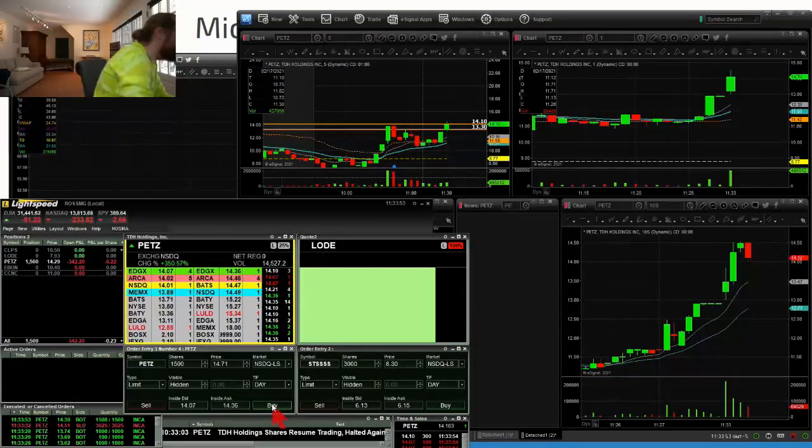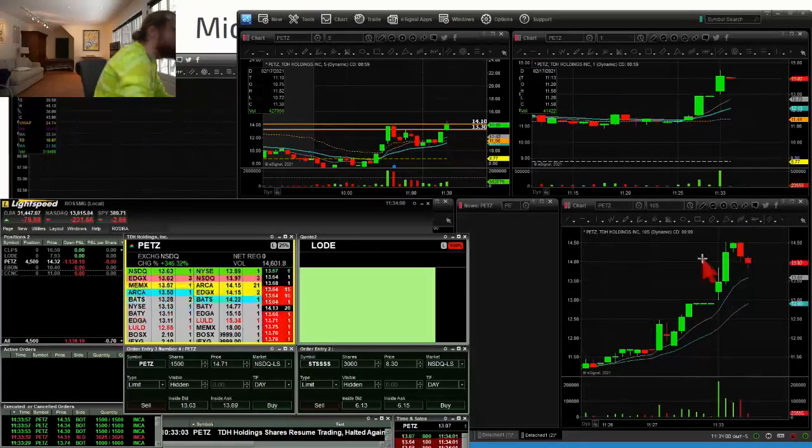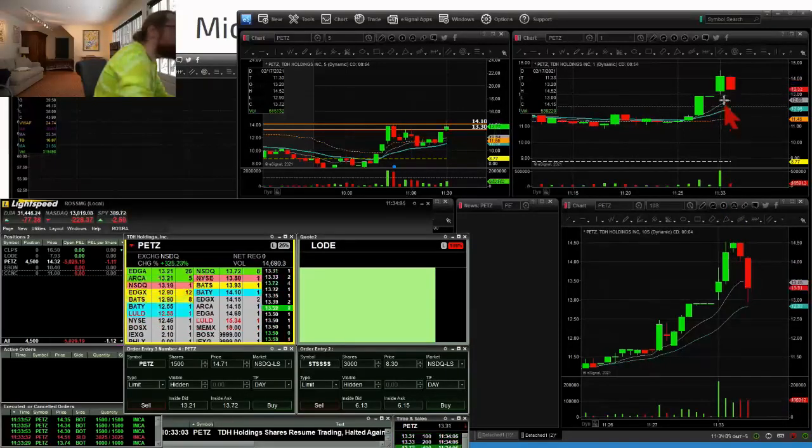Watch here. Watching. Looking for an add now over 14.50. Halt levels moved up. Added right there at 14.38. So I've got 4,500 shares. This is a dip, as you can see right here. This is actually the beginning of a 1-minute chart. Now let's see what it does.